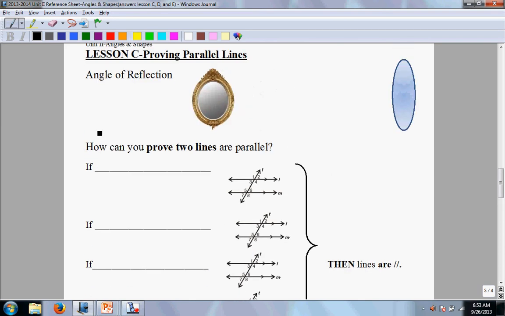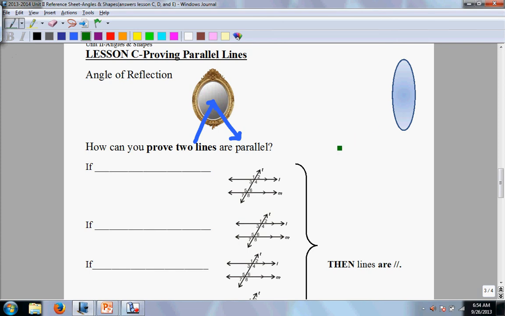When you're dealing with parallel lines, we also need to talk about angles of reflection. An angle of reflection is an angle that reflects off something. So it would be, for example, your image coming into this mirror and then reflecting off the mirror. That's called an angle of reflection. Let me turn this mirror sideways because there's something really important you need to understand about angles of reflection.